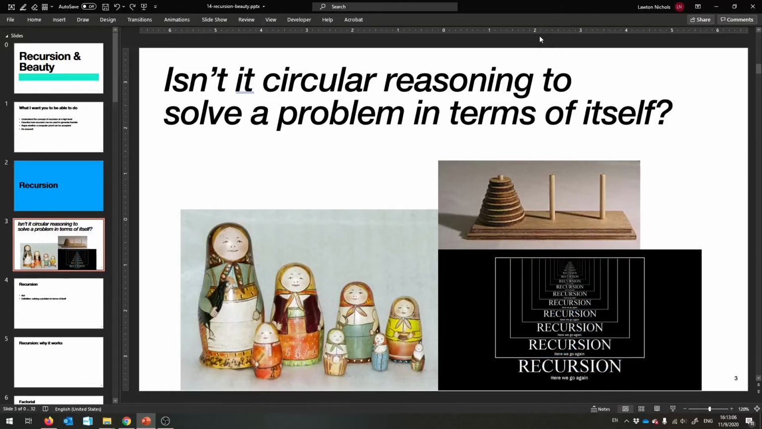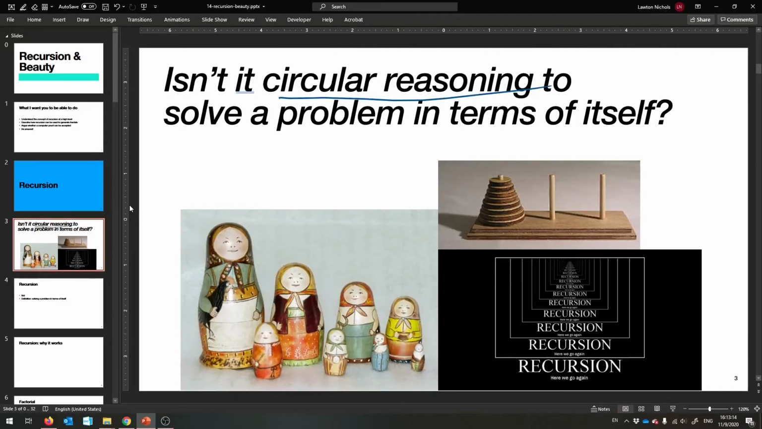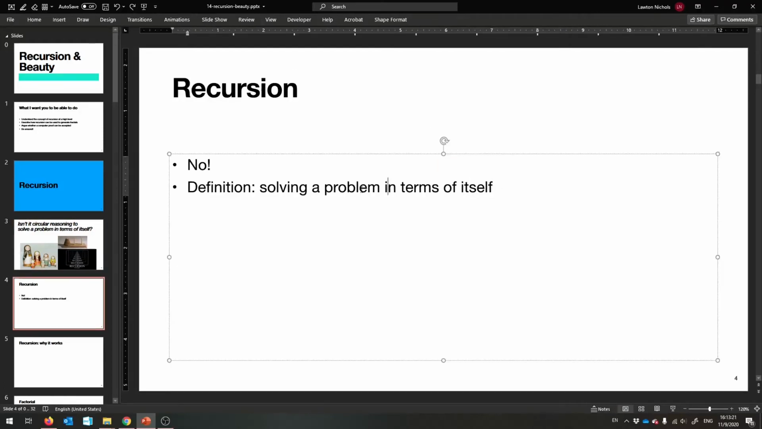So in real life, but in recursion for mathematics or computer science, it's when you solve a problem in terms of itself. And it is not in fact circular reasoning to do that because of a certain condition on the recursion. It is in terms of itself, but it's in terms of smaller versions of itself. It's okay to do this because of this. That is the key.